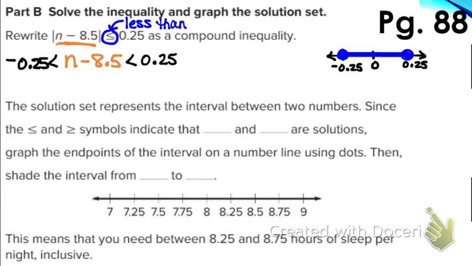What do I need to do to this now to get n all by itself? Add or subtract. Which one am I doing? In this case, add. What are we adding? Positive 8.5. We're going to add 8.5 on either side of this. You are correct.